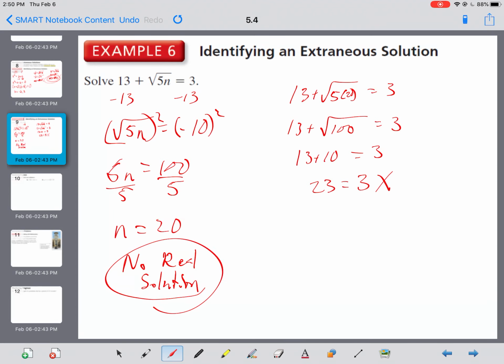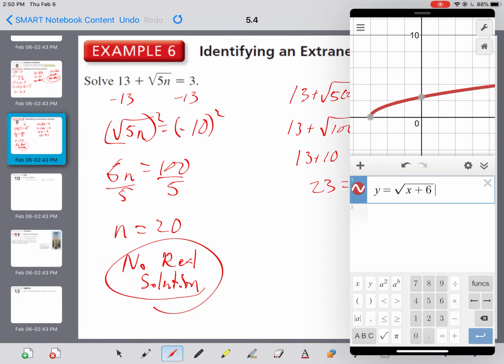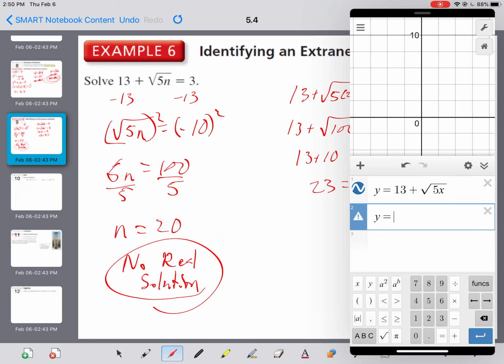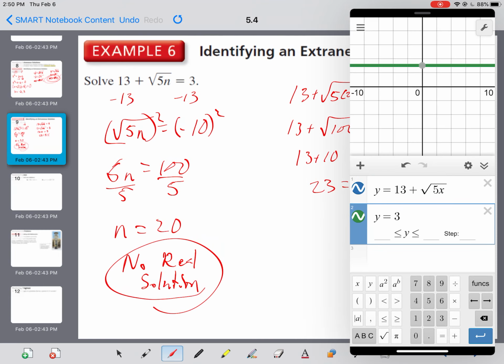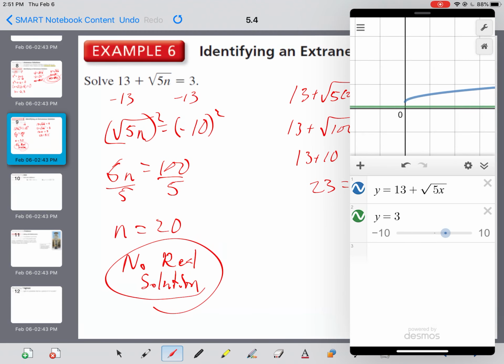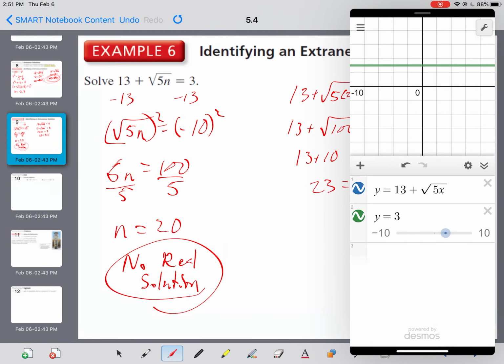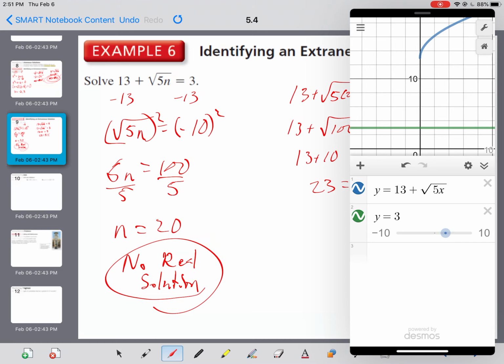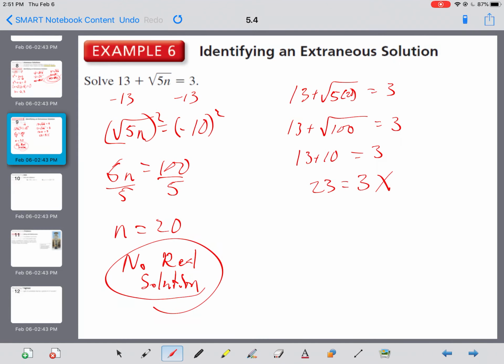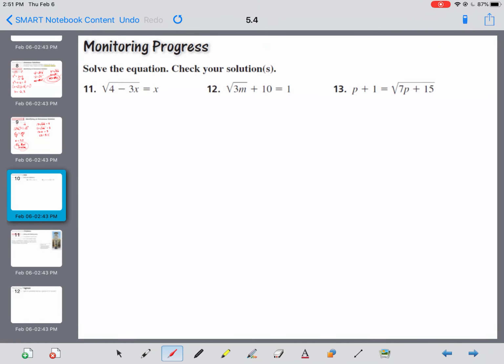So no real solution. And we could try and check it as well. Let's see. y equals 13 plus the square root of 5x, and y equals 3. They don't touch. So there's no real solution. Okay? Good, check. Solve the equation, check your solutions.